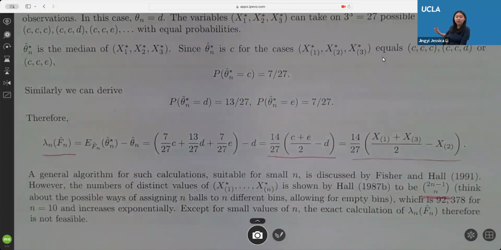So basically here, you assign n balls to n different bins, and you allow for empty bins. I'll let you think a bit. What do you mean by n balls? What are the balls? What are the bins?